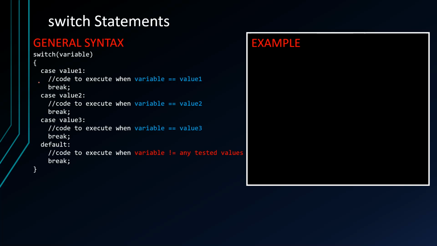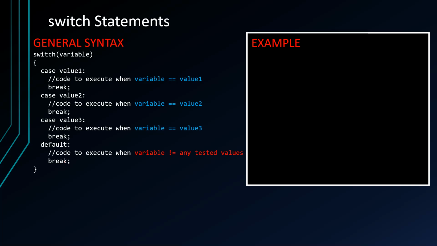So basically what we're saying is, when we look at this setup, case value 1, we're saying, is variable equal to value 1? Is it exactly equal to value 1? If it is, execute all the code in here. I'll come back to what that break statement means in a second. Case value 2. So this is checking to see whether variable is equal to value 2. And then variable equal to value 3. And then this default thing.